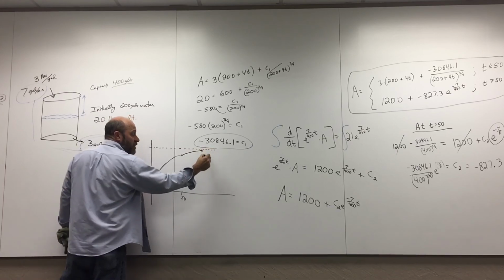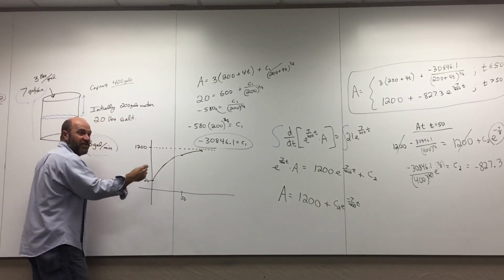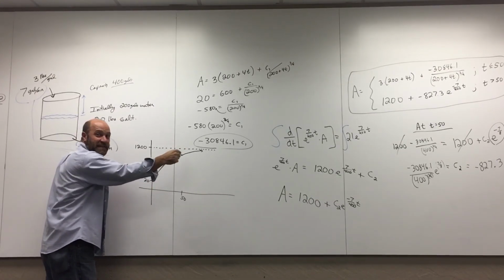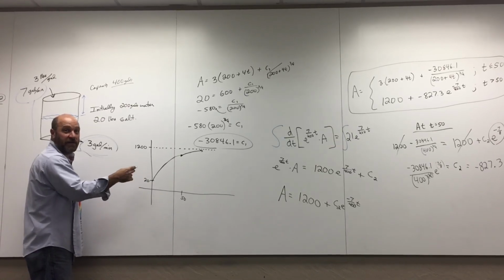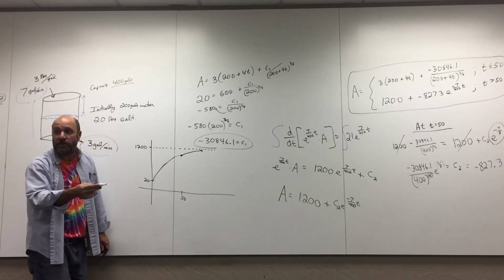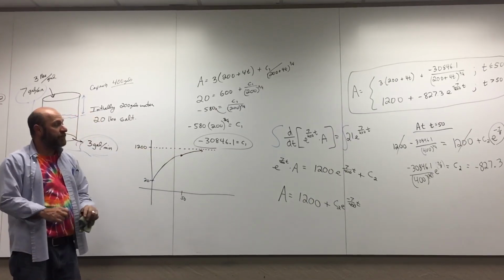And what did we say the asymptote was? 1,200 pounds of salt. Yep. So the picture looks something like this. Two pieces, they are connected at 50, because we made it a continuous function, but then eventually it's approaching 1200.